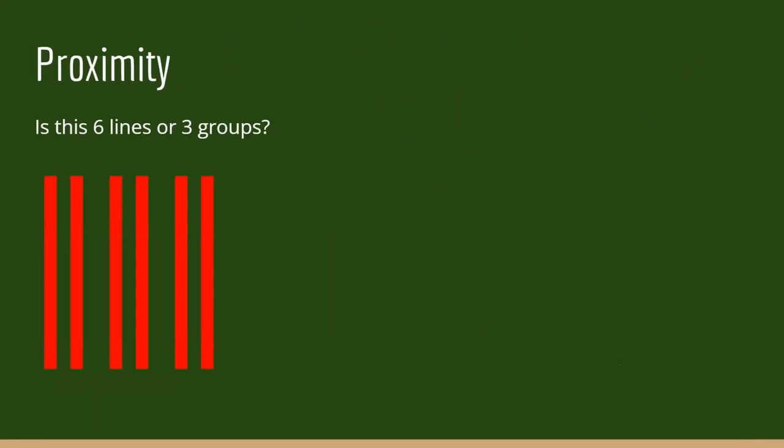So proximity: do you see 6 lines or do you see 3 groups of 2 lines? Probably 3 groups of 2 lines. We usually like to group things that look close together.